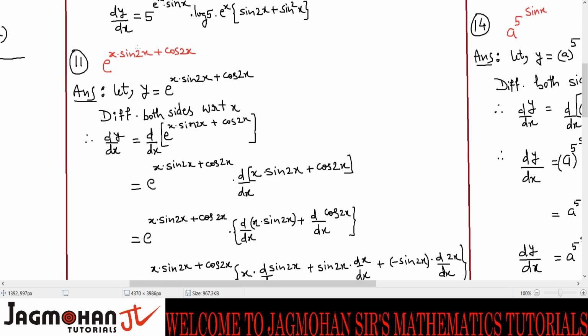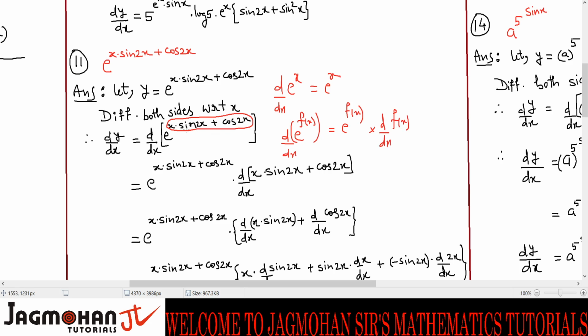Here is e raised to x into sine 2x plus cos 2x. So I write this as y, and then differentiate both sides with respect to x. And then here what you have, students, is e raised to f of x. This function is e raised to f of x. What is d by dx of e raised to x? It is e raised to x. And what is d by dx of e raised to f of x? D by dx of e raised to f of x will be e raised to f of x into d by dx of f of x.